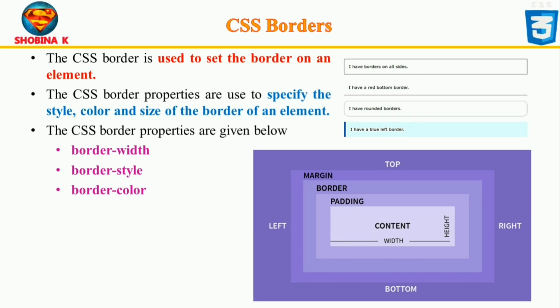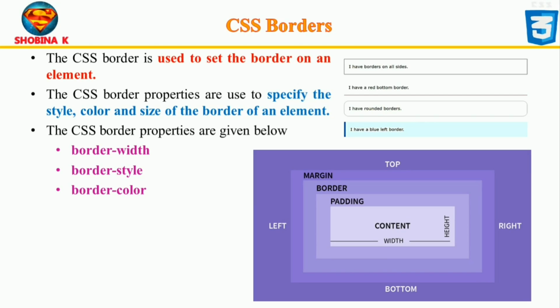The margin is the outer space of your element. It increases or decreases the space between two adjacent elements. Whereas padding is the inner space of an element. It increases or decreases the space between the content and the border.